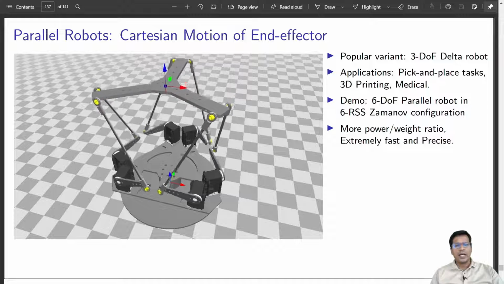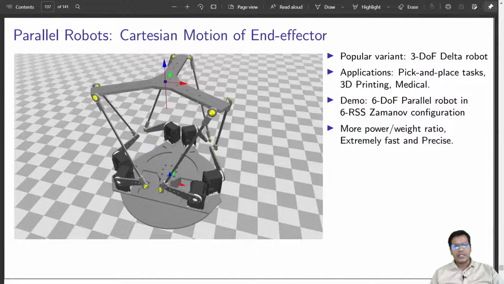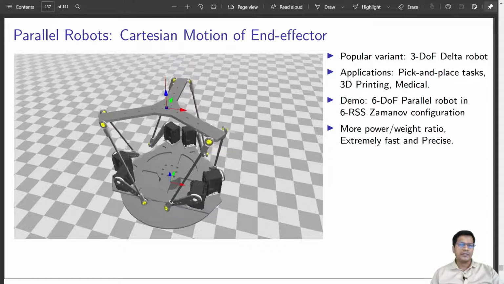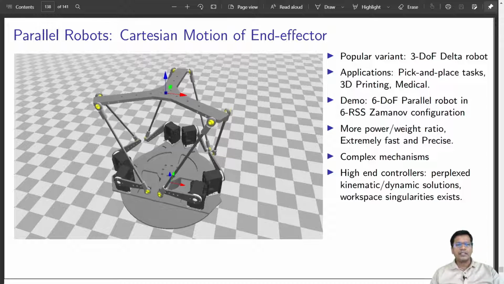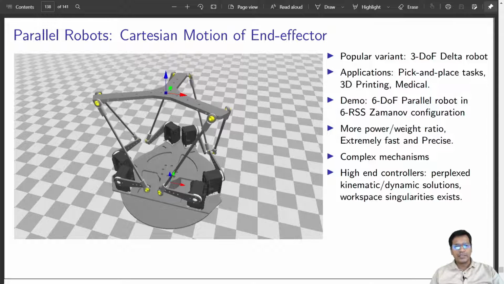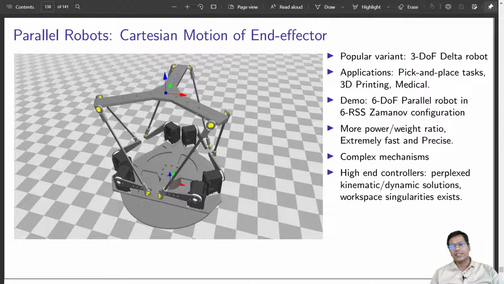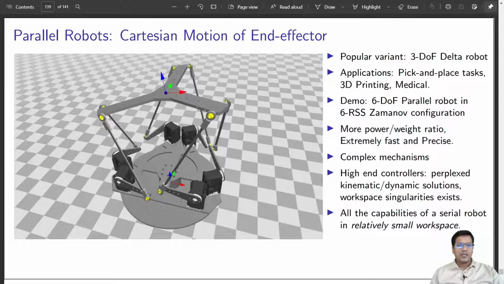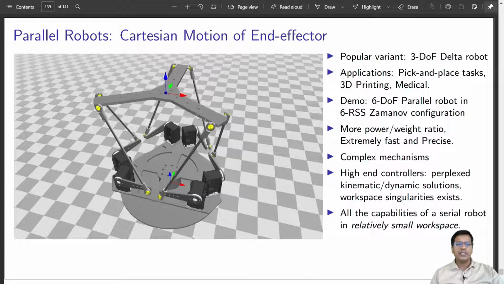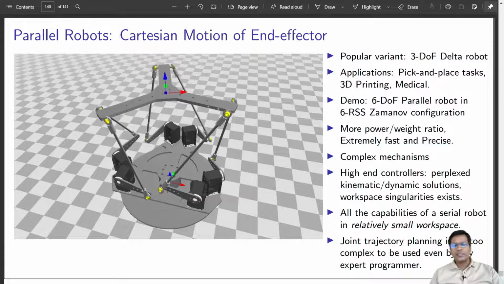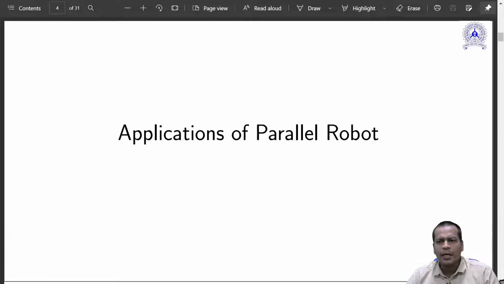These robots have a very high power to weight ratio. These can be extremely fast and yet precise. These robots are comprised of complex mechanisms. It requires high-end controllers because of its perplexed kinematic and dynamic solutions, and to move smoothly through singularities that exist in its workspace. It has all the capabilities that a serial robot can have. However, it has a relatively small functional workspace. Using joint space trajectory for this type of robot is far too complex to be used even by an expert user. Applications of parallel robot.